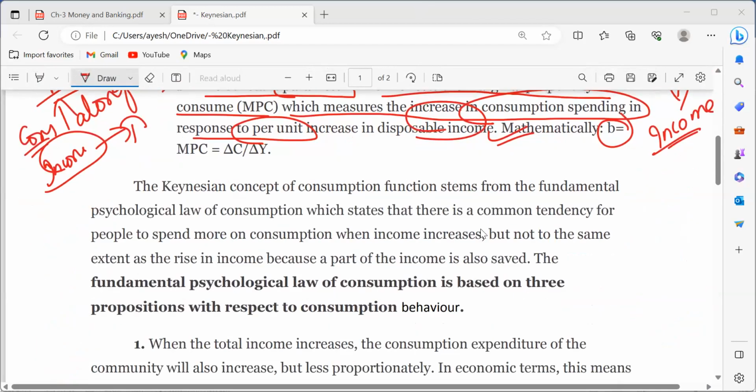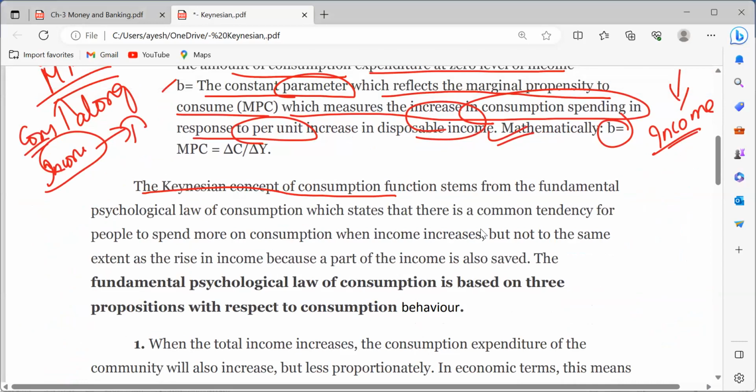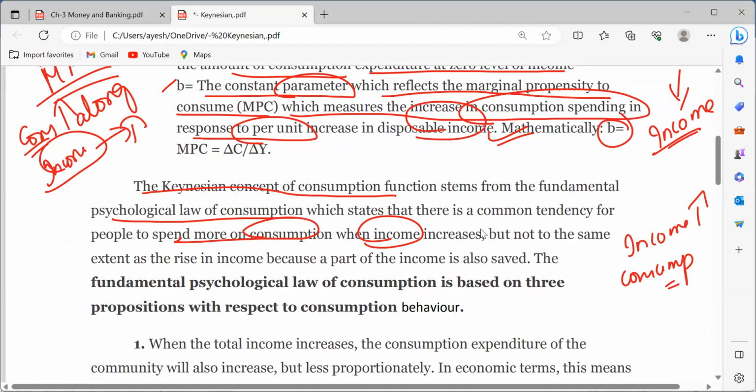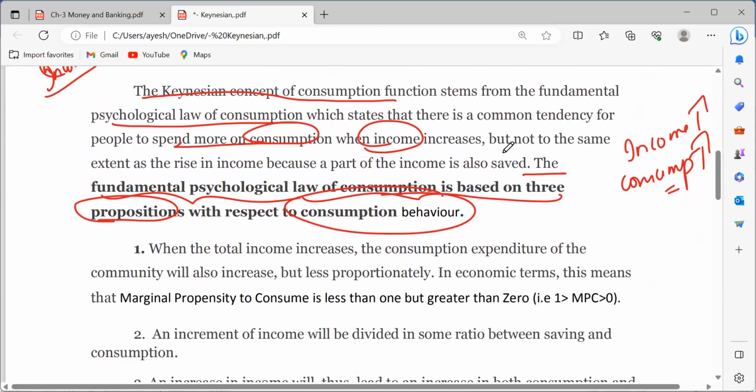Yes. Now this Keynes, what did he say? The Keynesian concept of consumption function stems from the fundamental psychological law of consumption, which says that people want to spend more on consumption when their income increases. Don't you think that if your income increases, your consumption level also increases? The fundamental psychological law of consumption is based on three propositions about the behavior of persons. He studied and brought various theories stating that whenever there is a change in income, there will be a change in behavior.